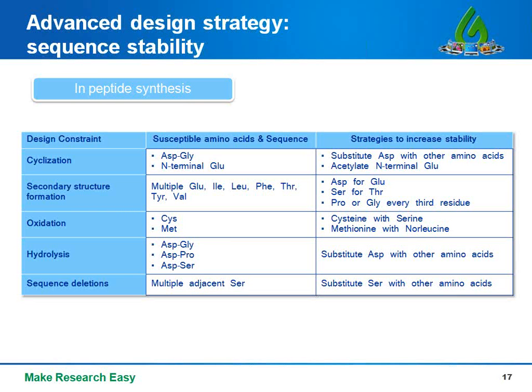In addition, certain sequence combinations such as glutamic acid, isoleucine, leucine, phenylalanine, threonine, tyrosine, and valine, or pairings of aspartic acid with glycine, proline, or serine can cause secondary structures to form or result in hydrolysis or truncated sequences. It's a good idea to avoid these pairings and combinations if possible to ensure the timely delivery of your peptide at the required quantity and purity.